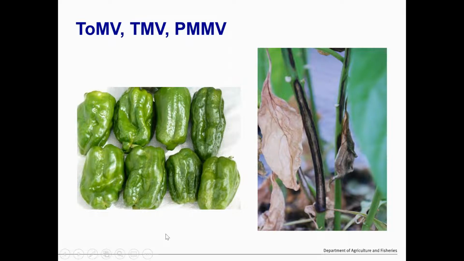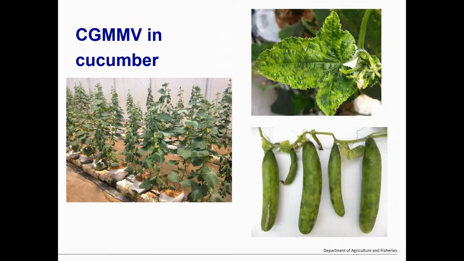Symptoms of Tobamos in capsicums, you get the distorted fruit, and you can get blackened lesions along the stems. CGMMV in cucumbers, you can get a wilt, a green wilt. So it's not like a fusarium wilt where you'd get yellowing. The symptoms on the leaves are a mottle or a mosaic. They're quite distinctive, and you're getting blotching on the cucumber fruits. There are tolerant lines now for CGMMV in cucumbers, which are performing quite well.